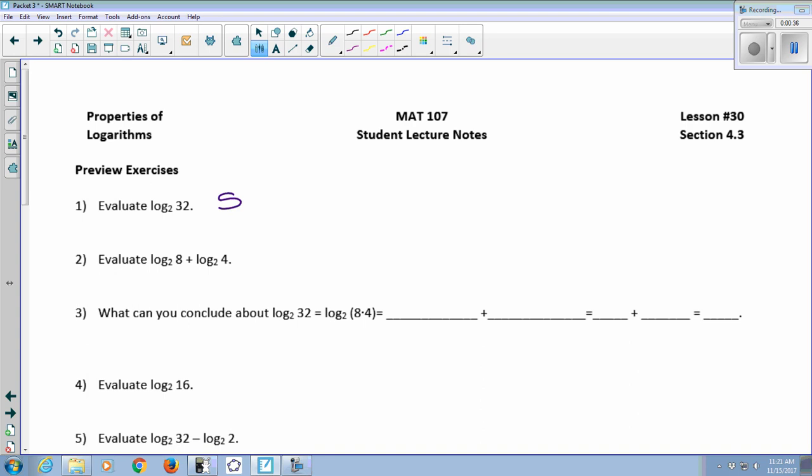All right, log base 2 of 8, that's 2 to what power gives 8, so that's 3. Log base 2 of 4, 2 to what power gives 4, that's 2. And 3 plus 2 is 5. Interesting coincidence. What's even more interesting is that 32 is equal to 8 times 4. So rewrite that 32 as 8 times 4. And then it turns out that the log base 2 of 8 times 4 is equal to log base 2 of 8 plus log base 2 of 4. 3 plus 2, which is 5. And that's the same thing as log base 2 of 32.